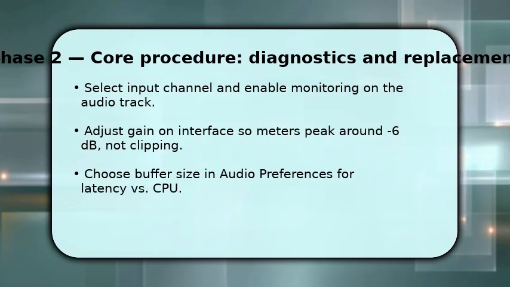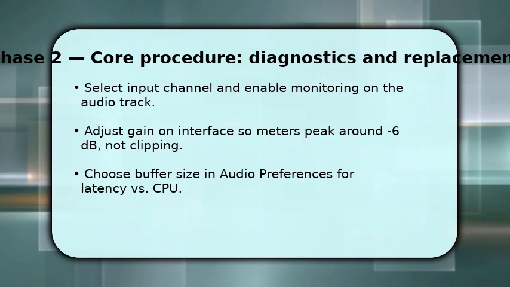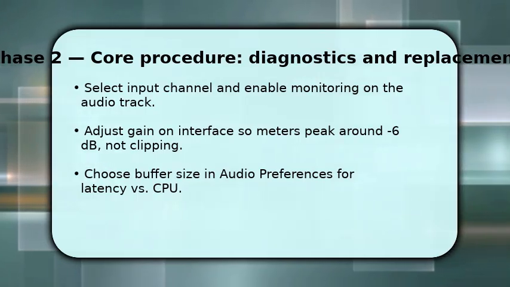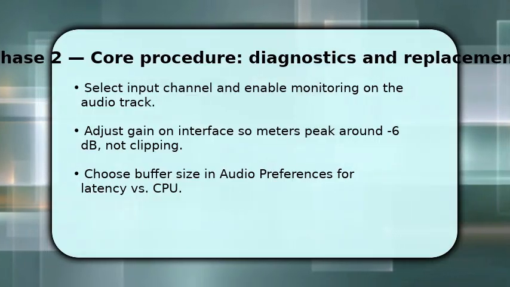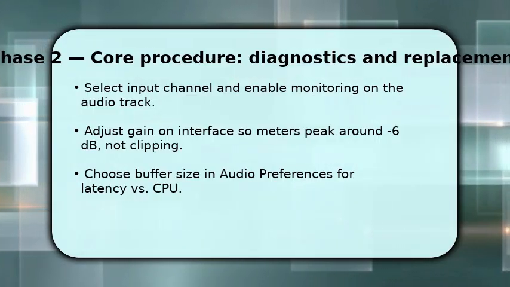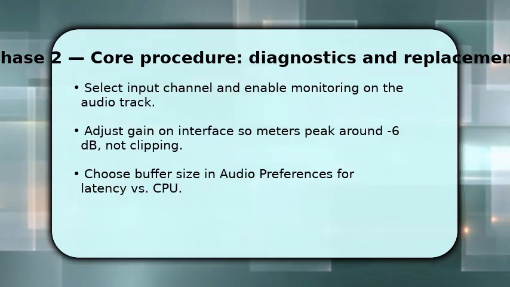Now you configure routing and monitoring. Click the track's input dropdown and choose the correct interface channel. Enable monitoring so you can hear yourself through headphones. Then, set your interface gain so peaks sit near -6 dB. This gives headroom and avoids clipping. If you see red, lower the gain immediately.